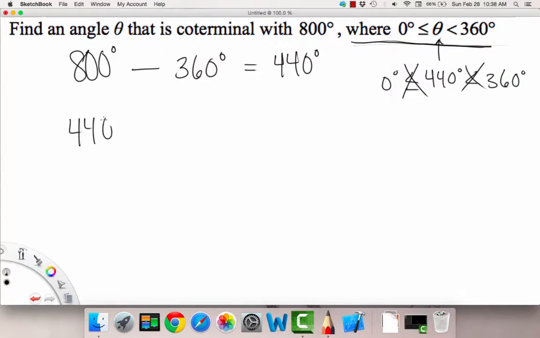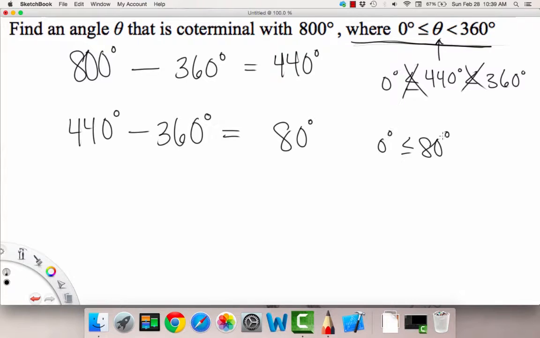But what we can do now is just apply that same idea again. We're just going to subtract another 360, so basically go around our circle one full time again, and then we'll see what we get. When we subtract this, we just get 80 degrees. And that definitely is within our range of 0 to 360 degrees. So 80 degrees is going to be our answer.